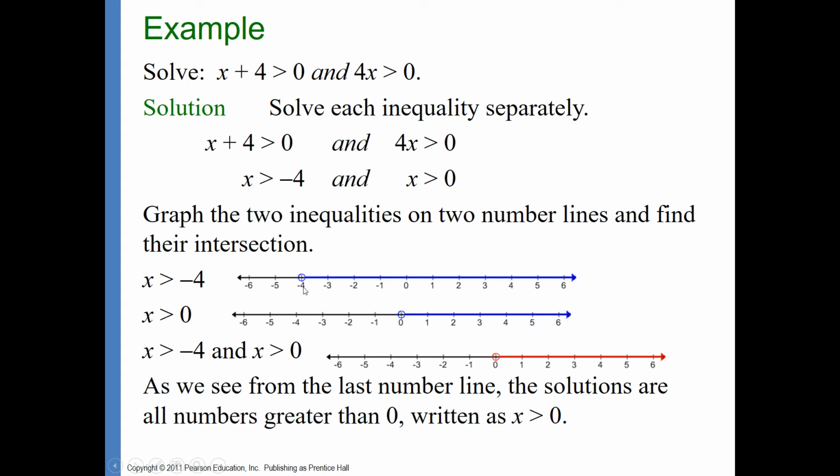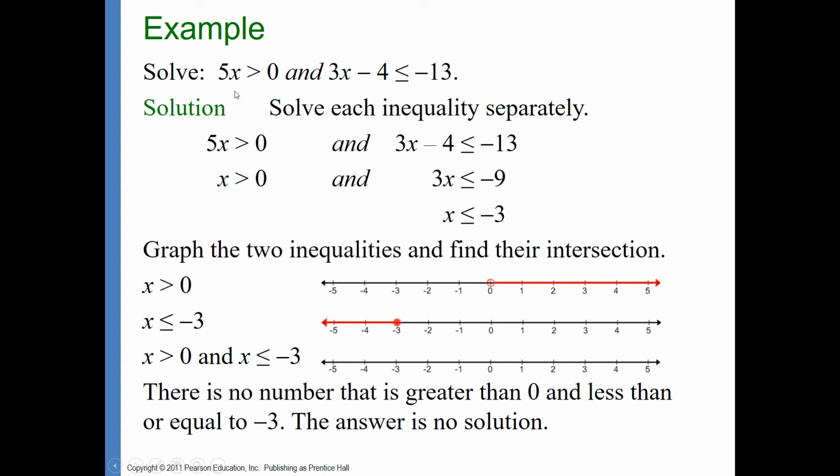So we graph both of these independently. We're going to figure out where they both overlap. Here we have x is greater than negative 4, and here we have x is greater than 0. Notice the open circle. So what do these two share? What do they have in common? Where do they intersect? You'll see that here in the red. The 0 has an open circle and everything to the right of that on the number line. As we see from the last number line, the solutions are all numbers greater than 0, so we can write this as x greater than 0. It doesn't always work out this way, but on this particular one it did.